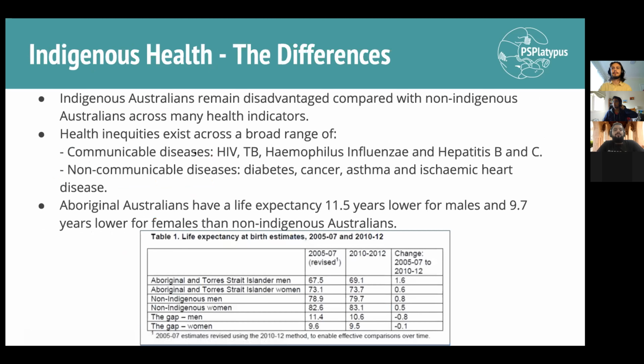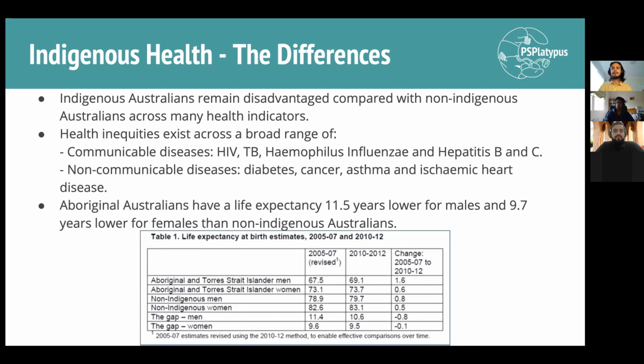So there is a gap across a broad range of health indicators between indigenous people and non-indigenous people, where indigenous people are disadvantaged. This gap exists across communicable and non-communicable diseases. Communicable diseases like HIV, tuberculosis, influenza, hepatitis B and C, and non-communicable diseases like diabetes, cancer, and asthma.